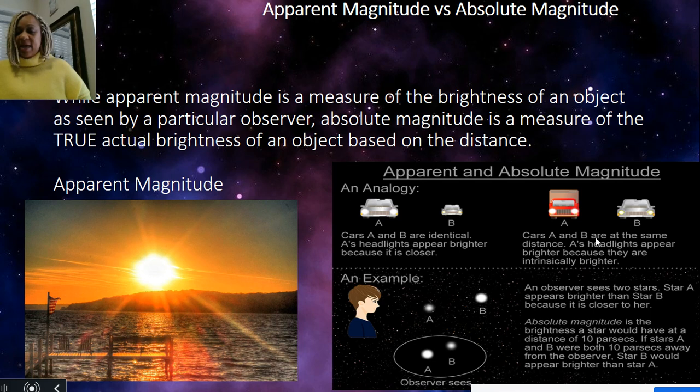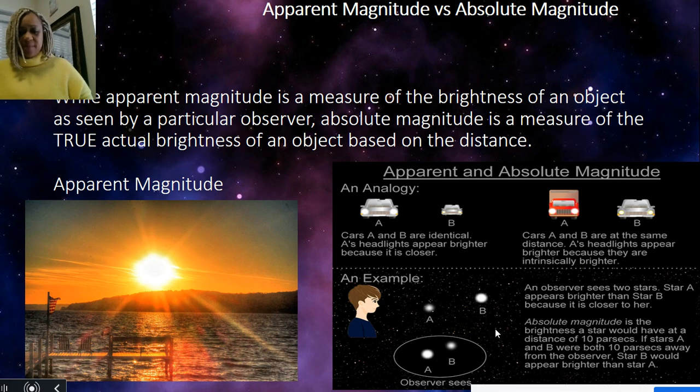So car A and car B are at the same distance. Now, this time we're talking about distance, okay? They're at the same distance, but A's headlights appear brighter because they are intrinsically brighter, all right? And this means naturally appearing brighter. Naturally, the headlights on a truck are going to be bigger than a Honda Civic. So absolute magnitude would be the true actual brightness of an object.